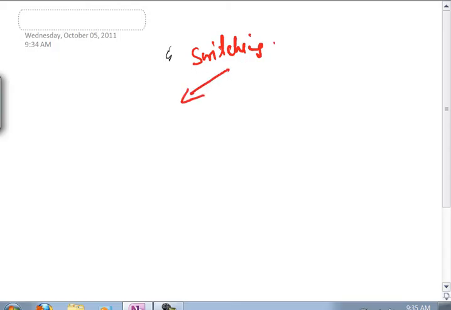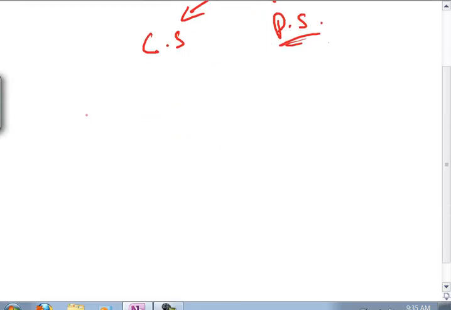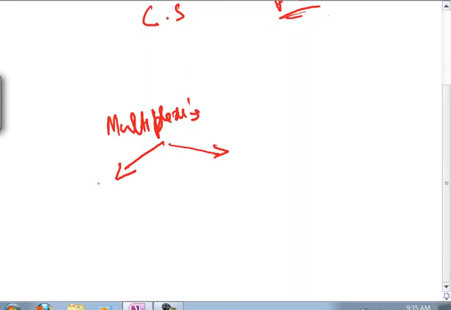So we said switching. It may be either the circuit switch or the packet switch, right? And first you tell me, I said multiplexing. When we say multiplexing, we discussed that now. Now tell me, multiplexing is of analog and digital.